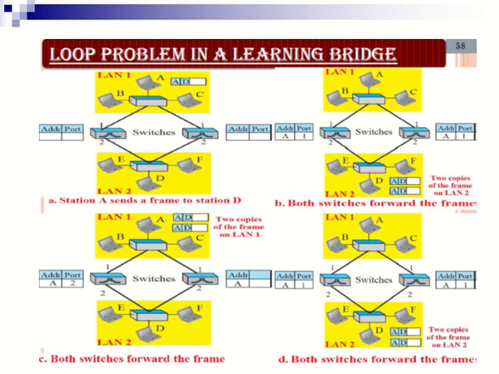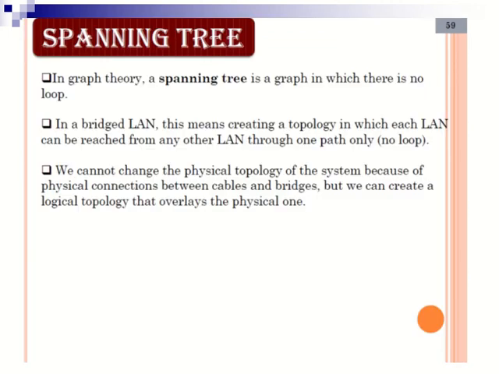To overcome this problem, we have an algorithm which we call the spanning tree algorithm. To overcome the looping problem, switches use the spanning tree algorithm to create a loopless topology. According to the spanning tree algorithm, each LAN can reach another LAN through only one particular path. Without changing the physical topology, only a logical topology is created such that only one path exists between the LANs.